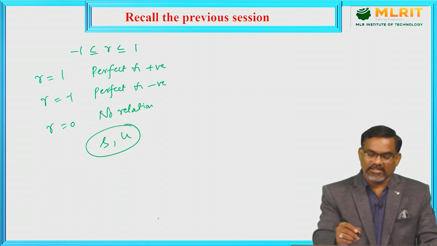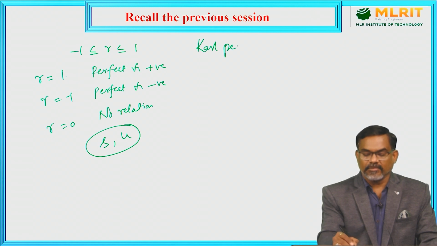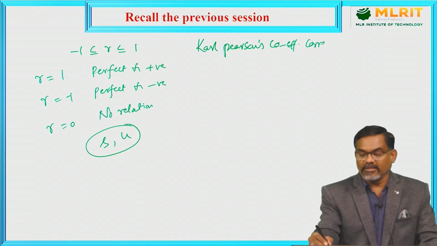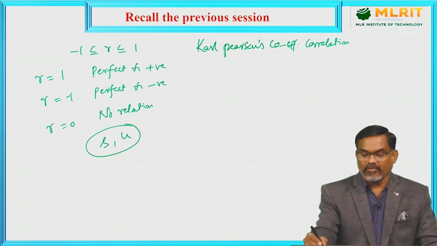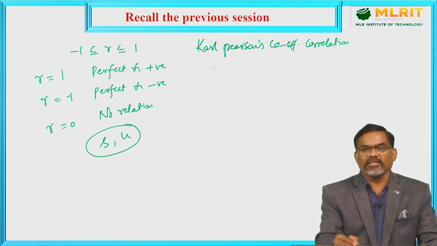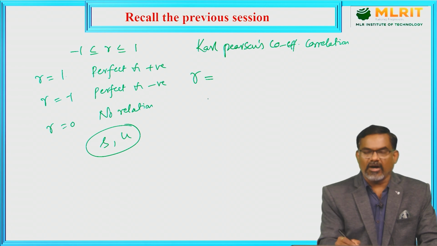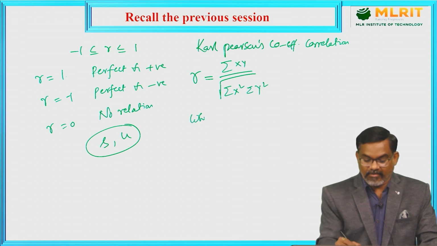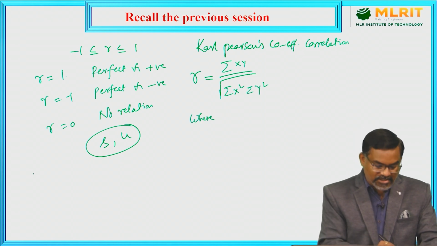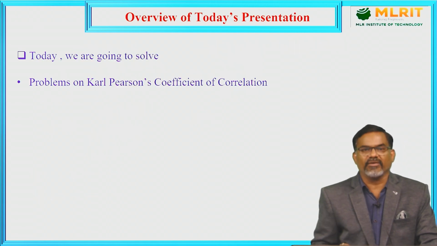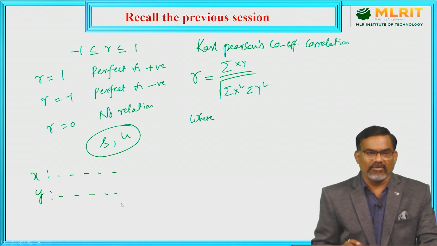One of those methods is the Karl Pearson's coefficient of correlation. So by finding this coefficient, we can study the relation between the two variables. And this is given by small r is sigma capital X into capital Y by under root sigma capital X square into sigma capital Y square, where now what is this capital X and capital Y? First, the data about the two variables will be given, x values and corresponding y values.